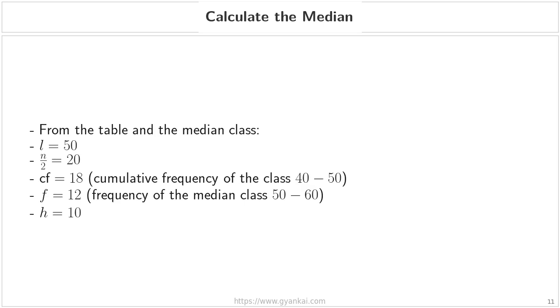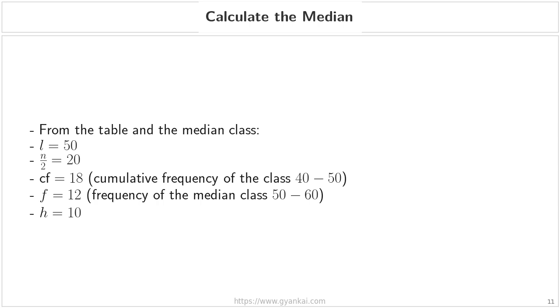Calculate the median. Now that we have identified our median class as 50 to 60, let's bring everything together to find the final answer. We will take the values we've gathered from our converted table and plug them into the median formula we saw in the previous slides. First, let's identify our variables.